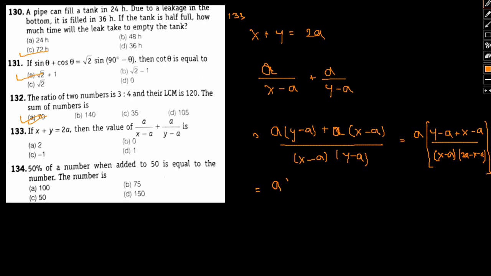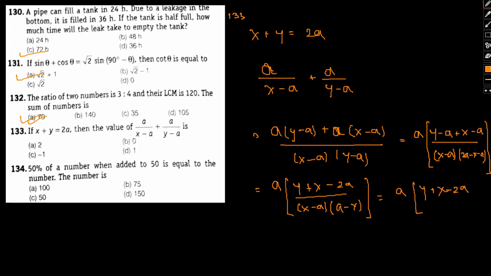which can be further written as y plus x minus twice a over x minus a, and this will be a minus x. So this is a plus b into a minus b. So this one I can write further as y plus x minus twice a by x square minus a square. I can write it this way.